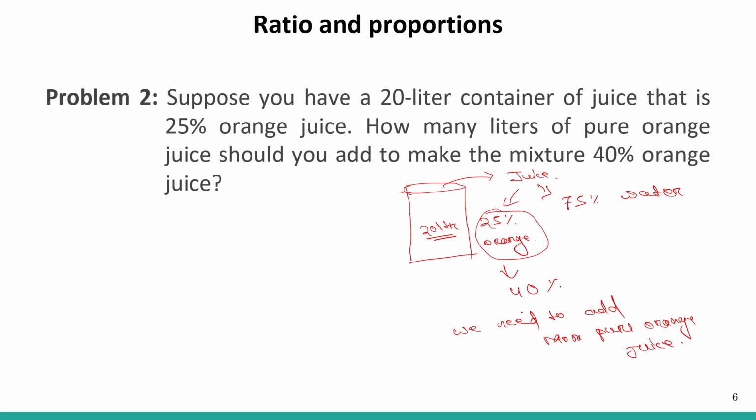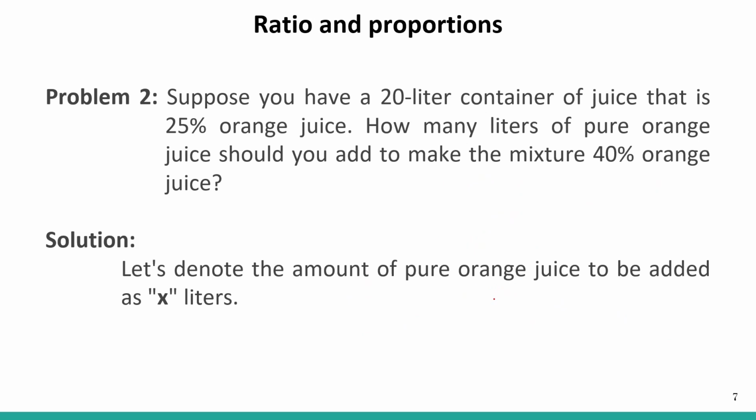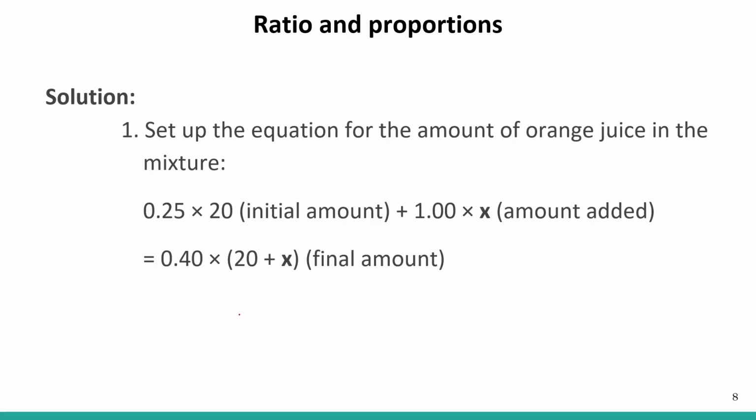As you can guess, we'll let the amount of orange juice needed be X liters. This is how we will assume and proceed, and at the end, what we will find is X, and that will be the correct answer. So let's denote the amount of pure orange juice to be added as X liters. We'll proceed with the calculations and convert this word problem to an algebraic equation and then solve it mathematically so that we arrive at a conclusion for X.